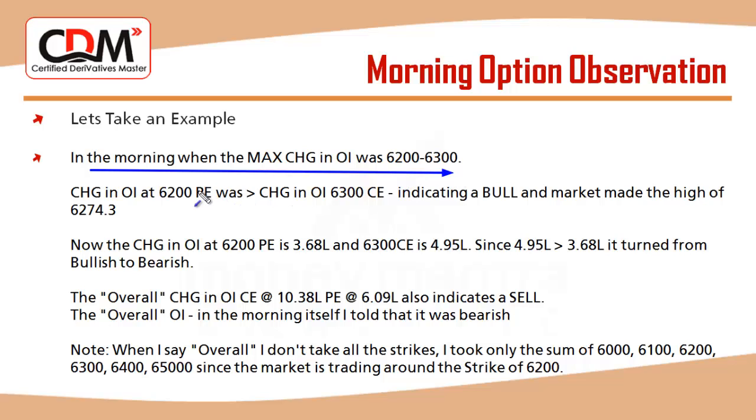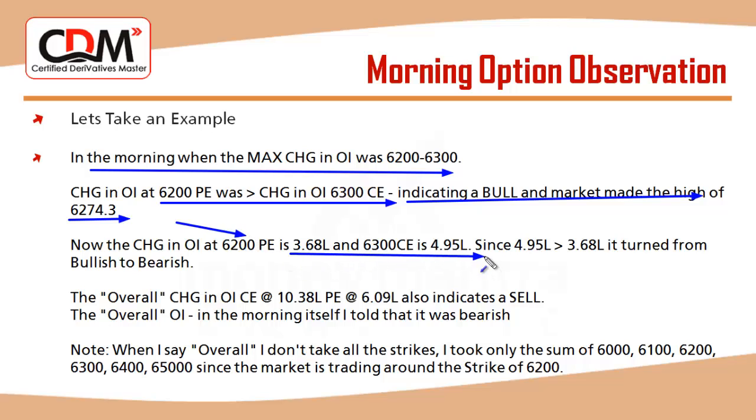Suppose the change in open interest at 6200 PE was greater than the change in open interest at 6300 CE. It means it's indicating a bullish trend, and the market made a high of 6274. Now the change in open interest at 6200 PE is 3.68 lakh, and for 6300 it is 4.95. So 6300 CE is greater than 6200 PE, and it turned from bullish to bearish.